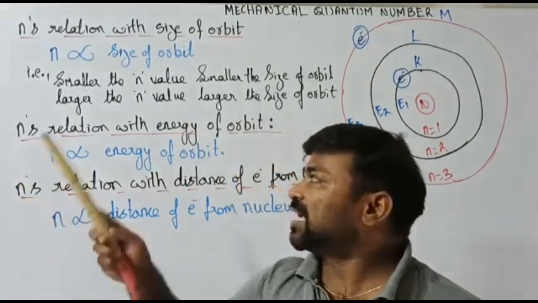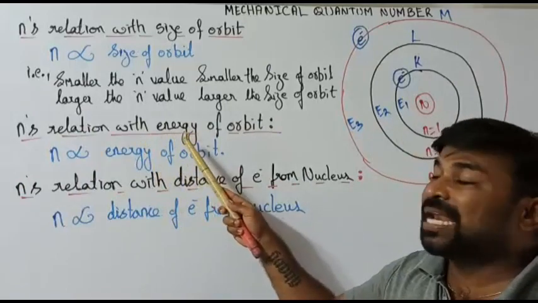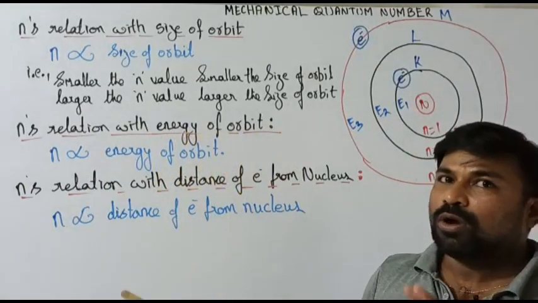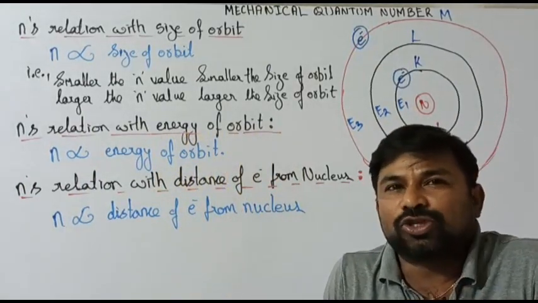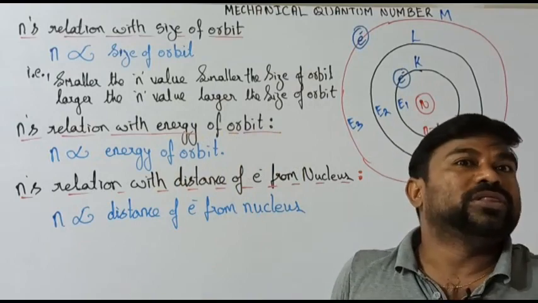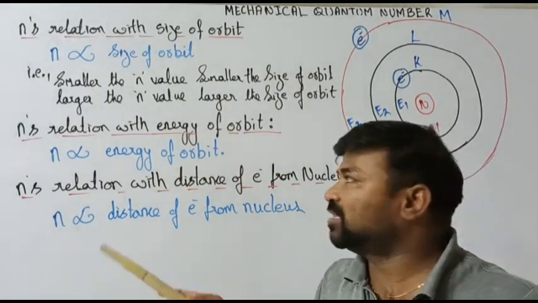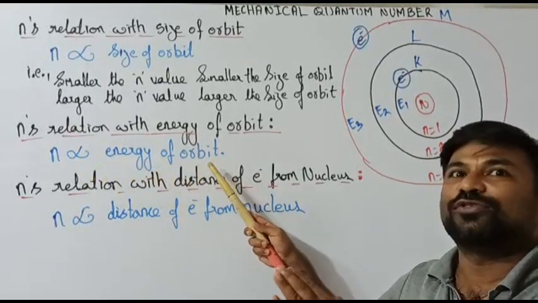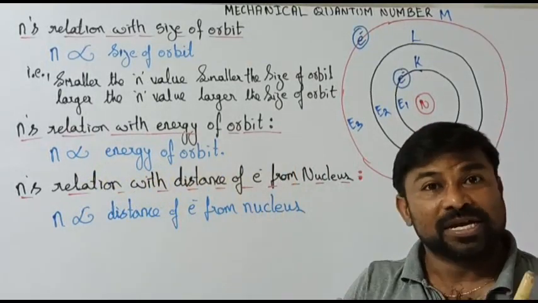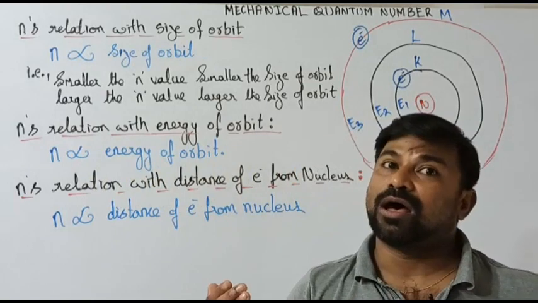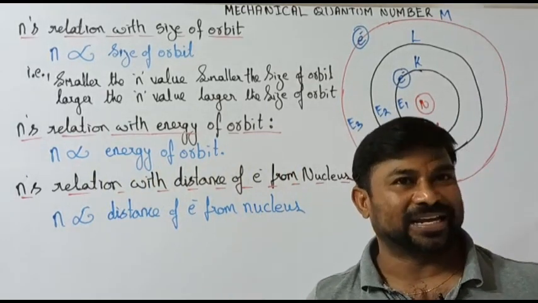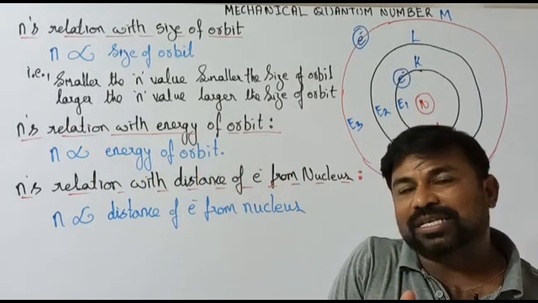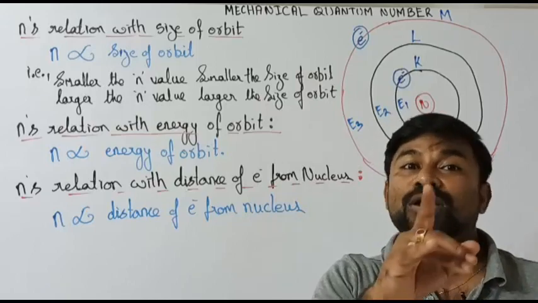Point 1. The next one, n's relation with energy of the orbit. So how is the relation of the energy with the principal quantum number? Again the same relation. N is directly proportional to the energy of the orbit. Means if n value increases, energy of the orbit also increases. If n value decreases, energy of the orbit also decreases.